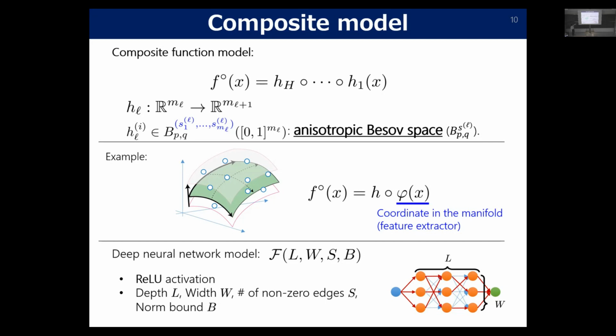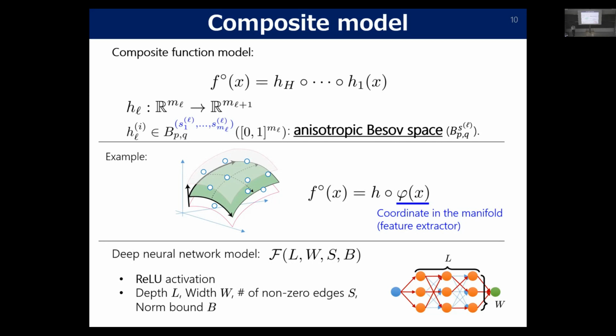By considering this model, we can deal with the figure I presented in the last slide. In the first layer, we extract a coordinate on the manifold. On top of that, we put a function in an unspecific Besov space. So then we can deal with this kind of skewed coordinates. For these settings, we fit a deep neural network to the model. We consider a deep neural network with some widths and depths, and by modulating the coefficients, we fit this model to the data.